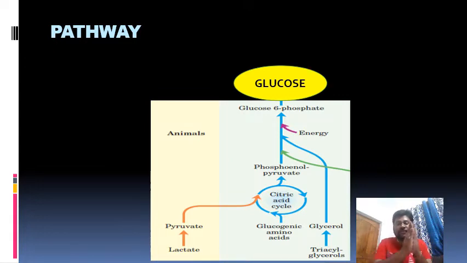So this is how gluconeogenesis takes place. In the first phase, the non-carbohydrate sources will be converted to a glycolytic intermediate, and from there the glycolysis will be reversed and it will be converted to glucose. Now we will see the first phase, how the various non-carbohydrate sources are converted to glycolytic intermediates.